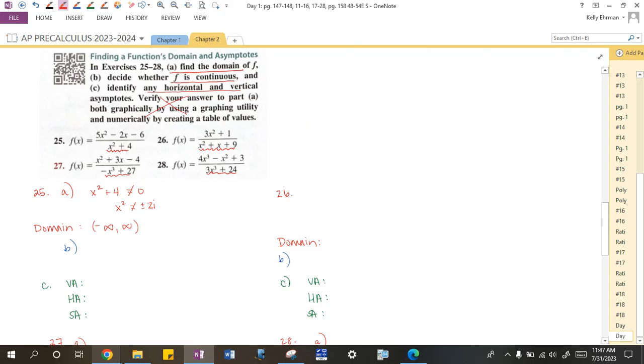That's all that says. And so because the domain is all real numbers for part B, that means that f of x is continuous. And so I'll just say why. F of x is continuous since domain is all real numbers.